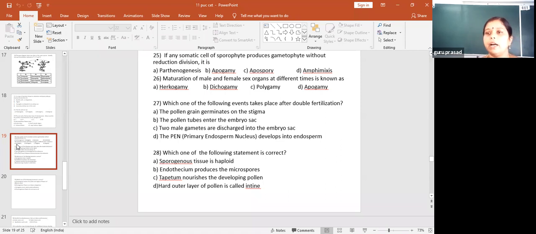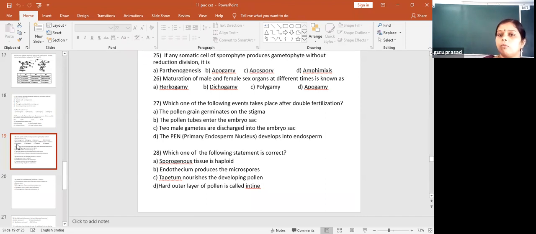Maturation at different times. Hercogamy means there is a barrier between male and female sex organs, and this barrier prevents pollen grains from falling from the anthers to the stigma of the same plant. Dichogamy means maturation of male and female sex organs at different times. Polygamy means many flowers: pollen grains go to the stigmas of many flowers. Apogamy, as I just told you, is development of sporophyte from gametophyte.